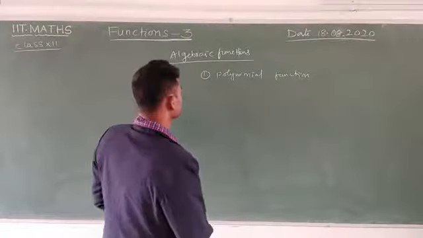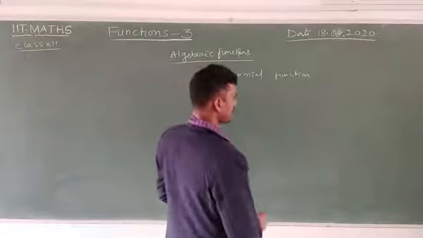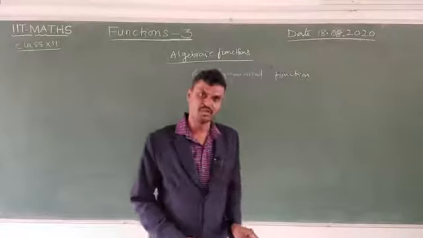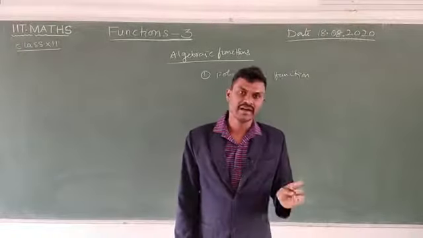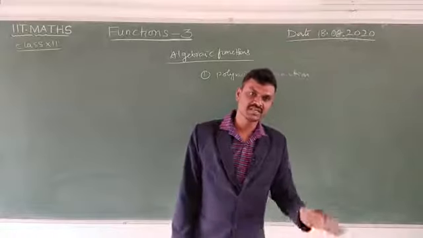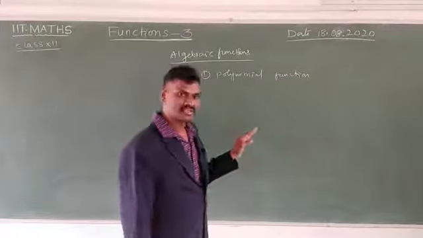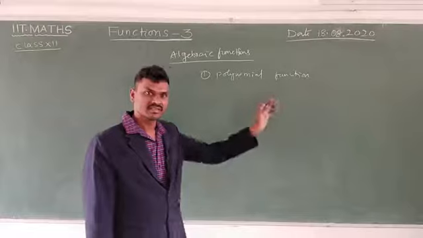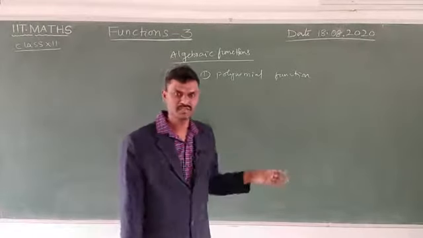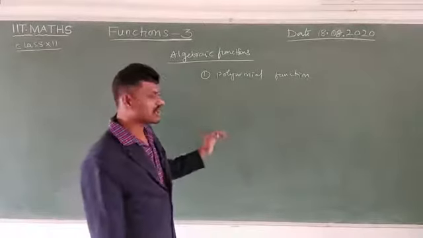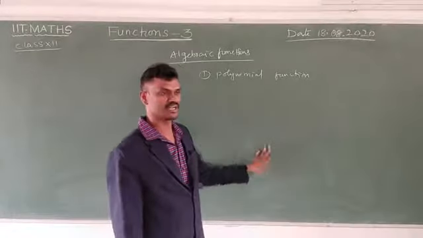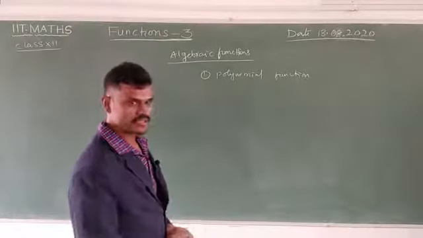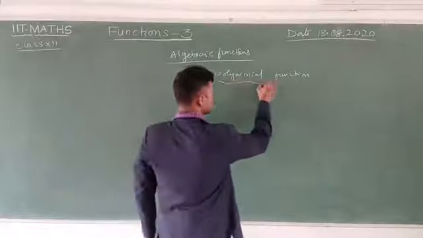Now, the types of polynomial functions are: monomial function, linear function, identity function, constant function, square function, cubical function. Square function means parabolic function. Then cubical function, odd power function, and even power function. These are all polynomial functions. First we have to discuss what a polynomial function is.